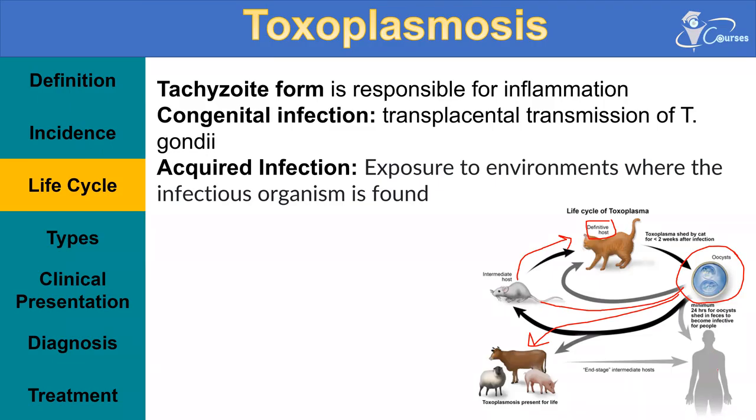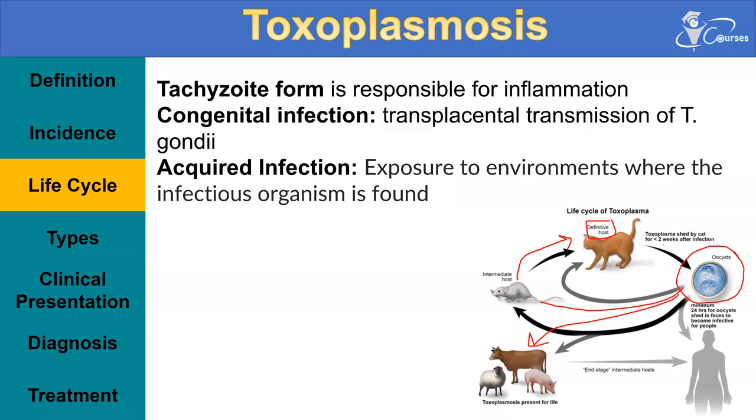Or if a pregnant woman is having a cat, and this cat is shedding this oocyst, and this oocyst is transmitted accidentally to the woman, this woman can pass the organism to her baby. So this will result in congenital toxoplasmosis.